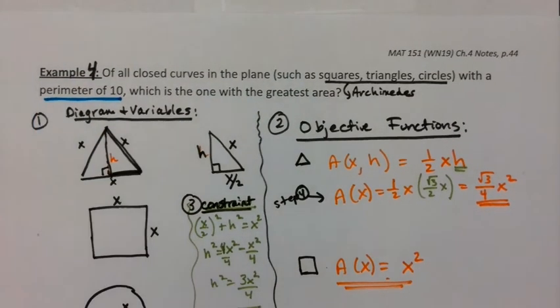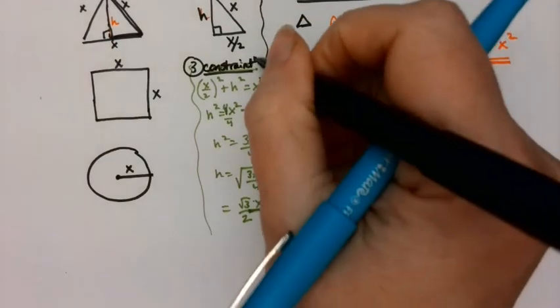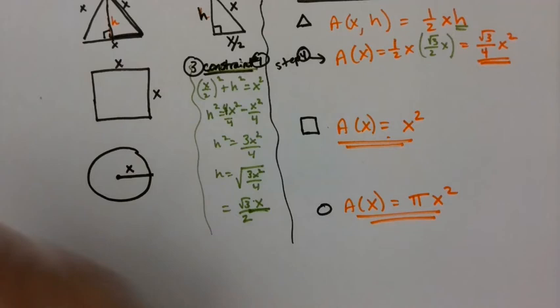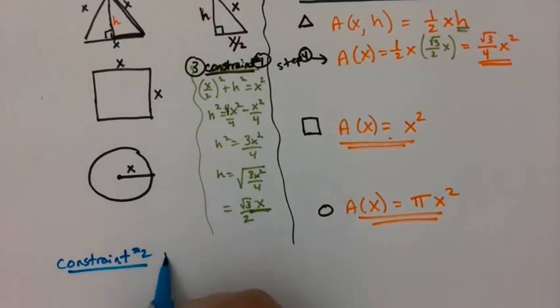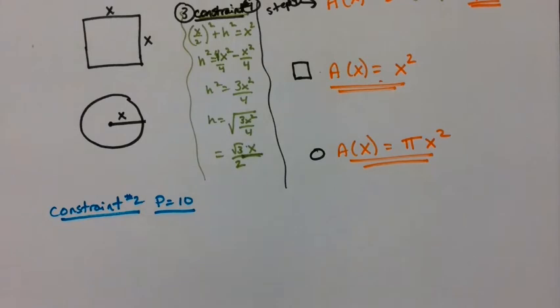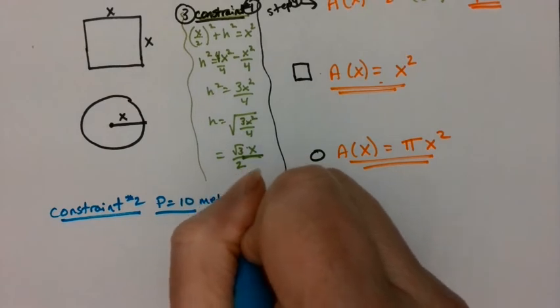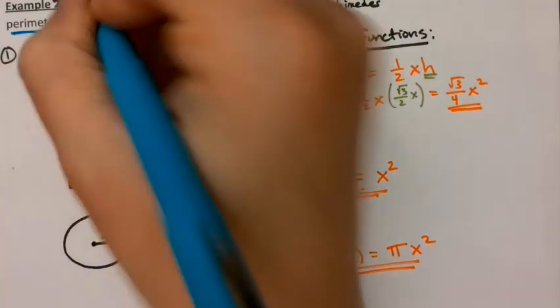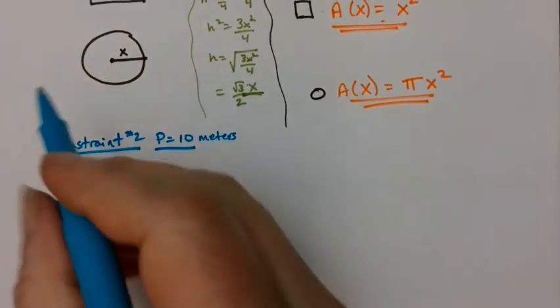See that? So if the perimeter is 10, this is constraint number 1 up here, and I actually have a constraint number 2. Constraint number 2 is that the perimeter is equal to 10, right? I only have 10 inches, 10 centimeters, 10 whatever to make this. Let me pretend it was meters. If I say that's meters, then I have 10 meters.